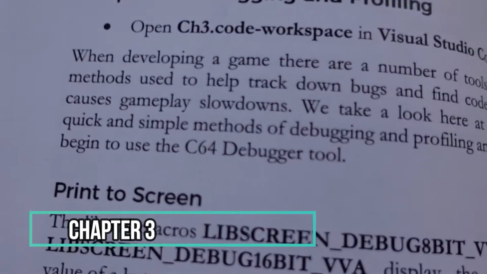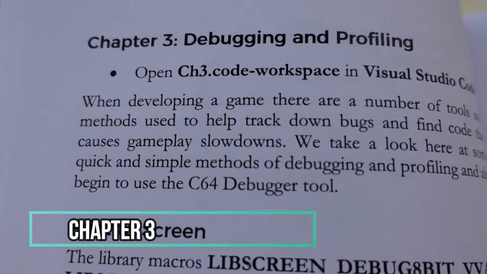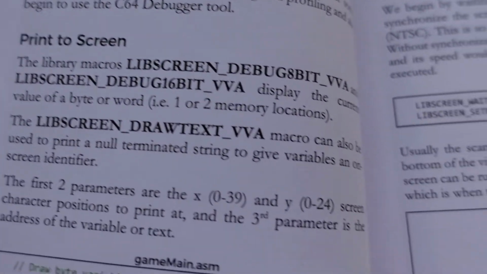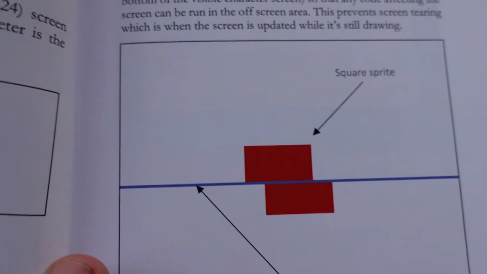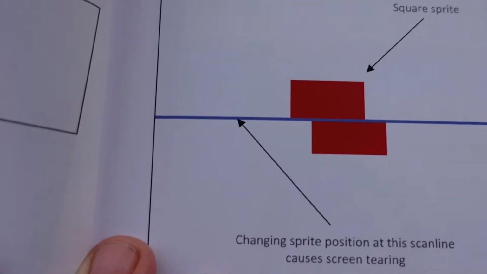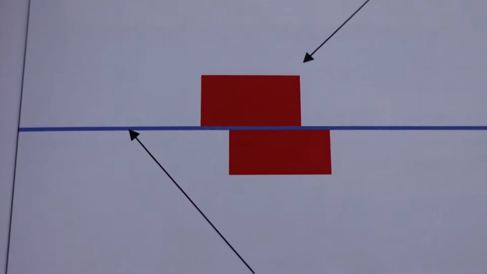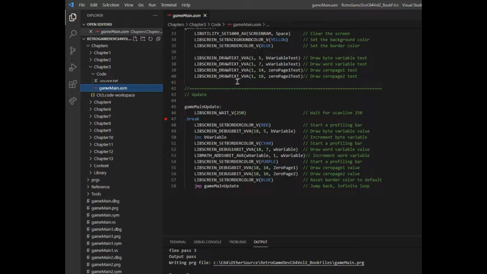In Chapter 3, we're introduced to the concept of debugging and profiling. Profiling is a term used to describe how long a section of code takes to execute. This can be accomplished by changing the border color before and after program execution. This chapter is titled Debugging and Profiling, but it covers printing to the screen and profiling.